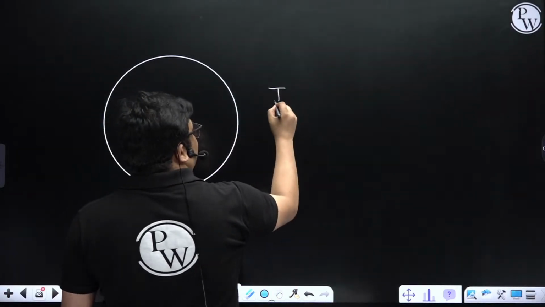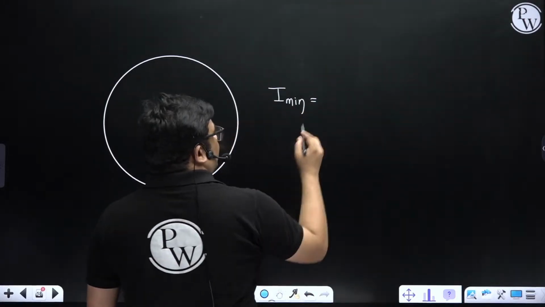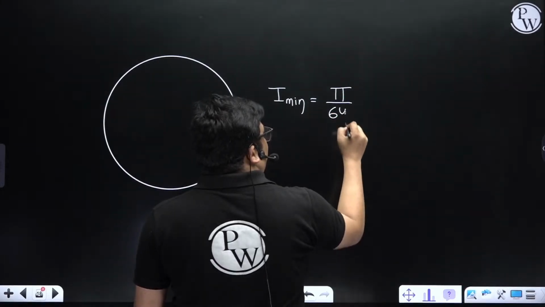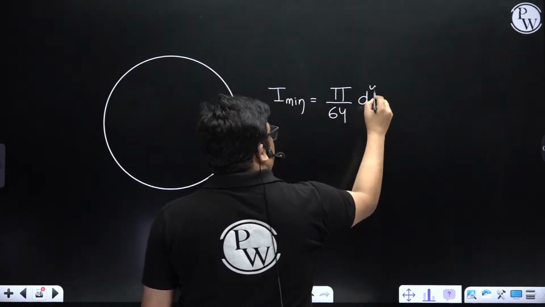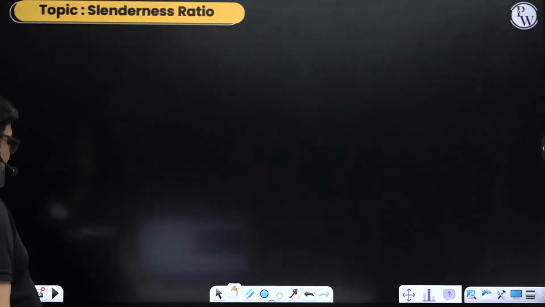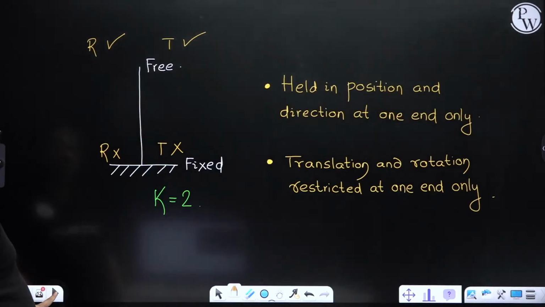your I minimum is what? I minimum is equal to pi by 64 d to the power 4, because here both are the same. Now, I want to introduce one concept known as the radius of gyration. What is the radius of gyration?